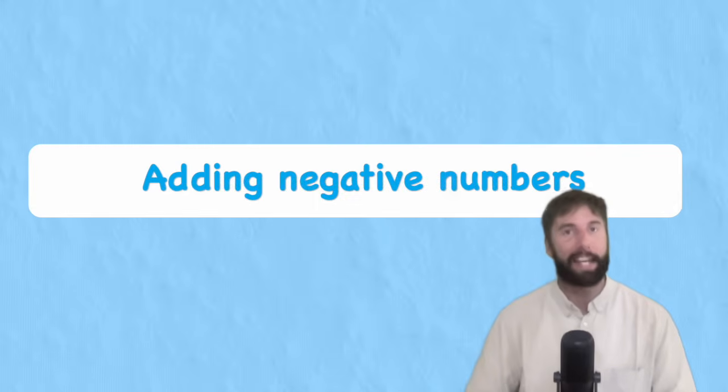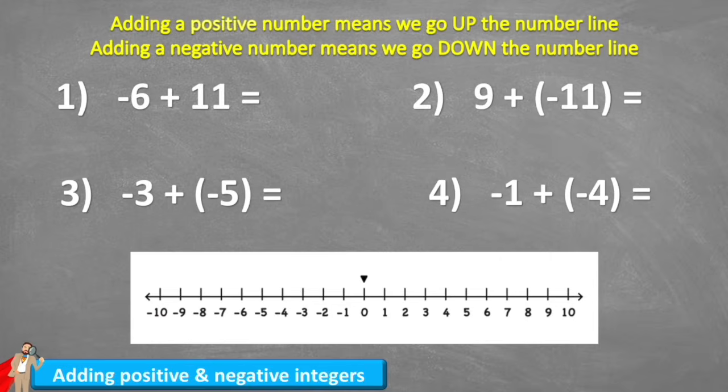Okay, let's turn up the heat a little bit. Let's have a look at adding negative numbers. This is a really tricky little skill. Let's see if we can get our head around this. Okay, in today's lesson we're going to use a number line. So I've got this number line here at the bottom just to illustrate exactly what we're doing.